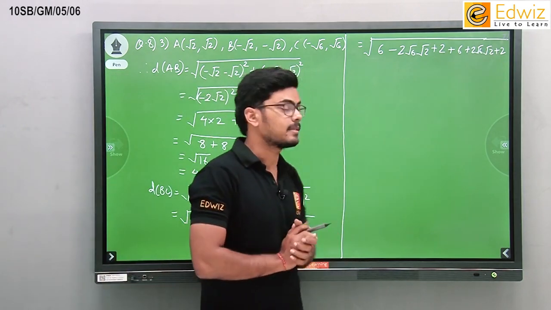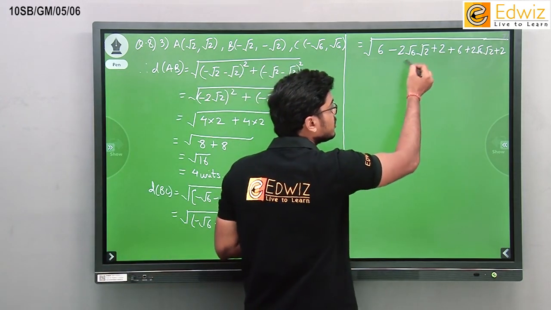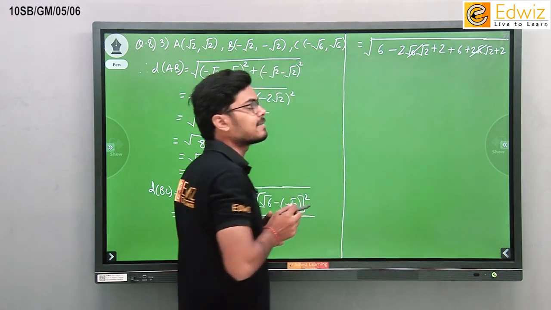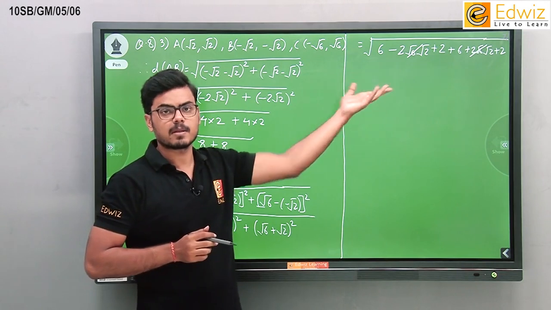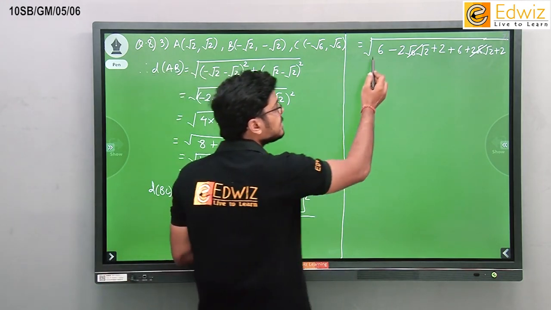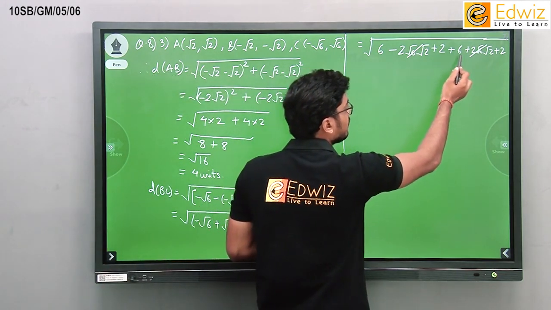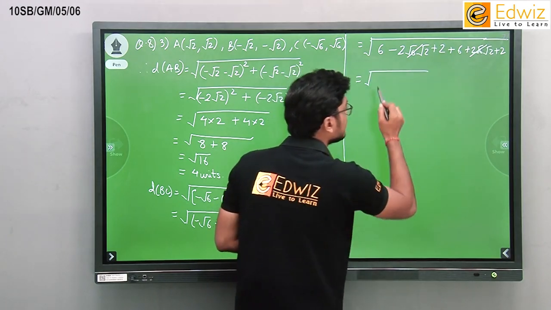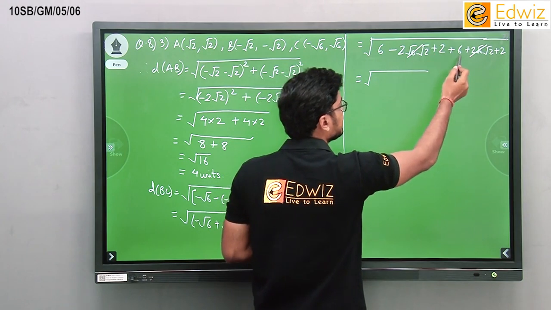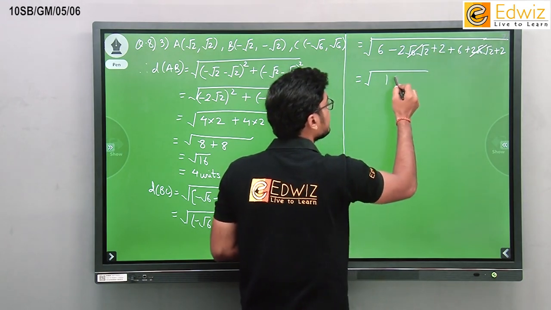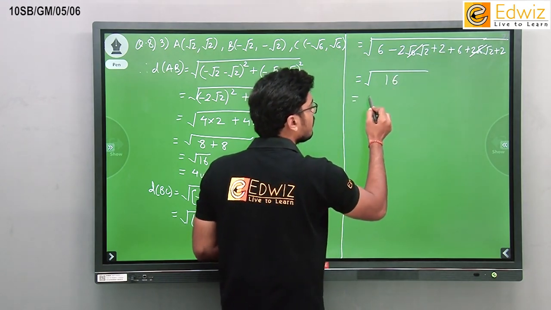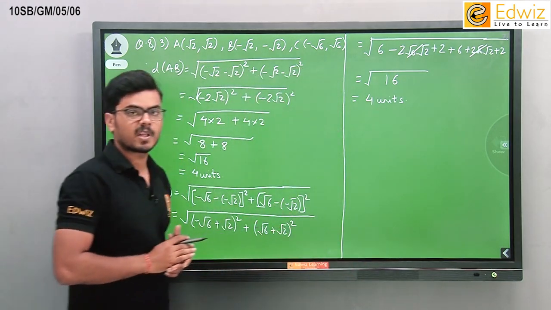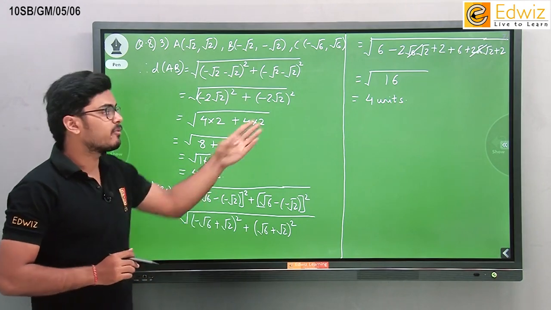So I wrote it like this. Now here minus 2 root 6 root 2 and plus 2 root 6 root 2 is getting cancelled. One is negative, one is positive, so on subtracting it becomes 0. And 6 plus 2 plus 6 plus 2 is the only thing left. So we will get how much? 6 plus 2 is 8, plus 6 is 14, plus 2 is again 16. So 4 units is what we are getting once again, correct? So the answer of the second one is also 4 units.